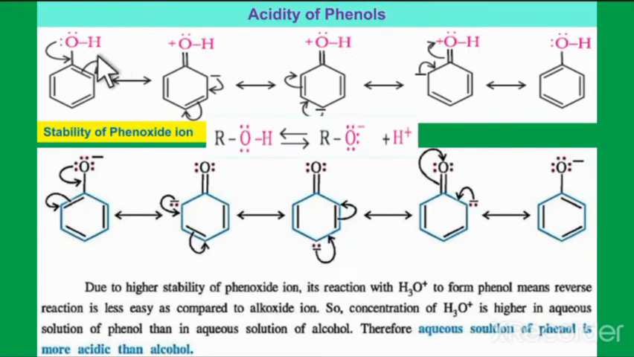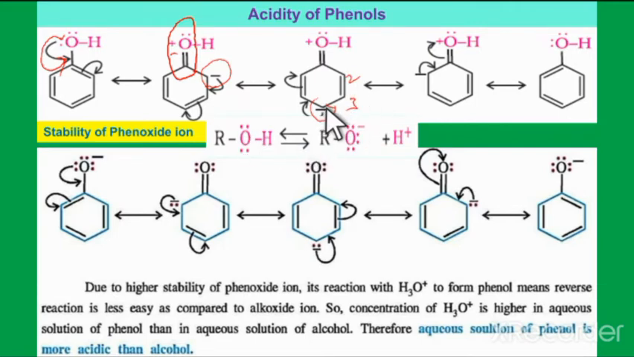Next, the acidity in the case of phenols: the oxygen has a lone pair of electrons, so it can be delocalized towards the ring. In that case, the oxygen and the carbon of the benzene ring get a multiple bond, and the oxygen gets the positive charge. Then the negative charge observed on the carbon can be delocalized, forming another resonating structure, where the para position gets the negative charge and the multiple bond can be observed between the second and third carbon.